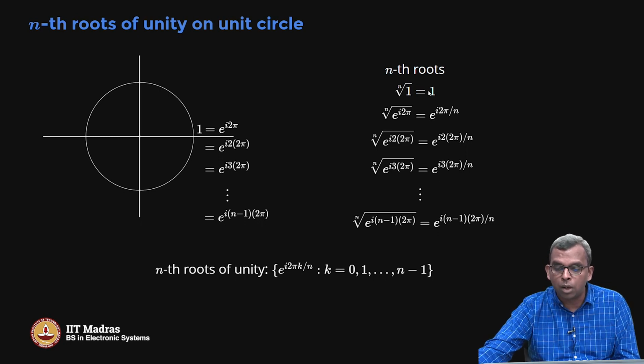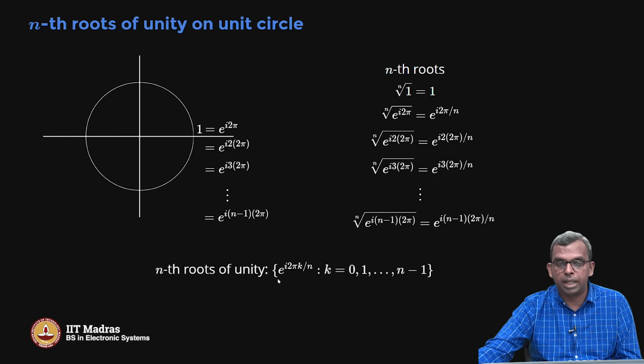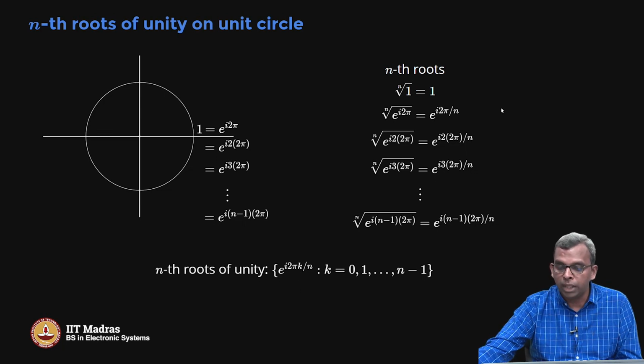Now, what happened to the 1? How did I get the 1 here? If you put k equals 0 here, you get 1, right? Everything else is not 1 clearly, but this 1 you get with e^(i2π·0/n), so that gives you 1. So these are all the complex nth roots of unity. You may ask, they have to occur in conjugate pairs.